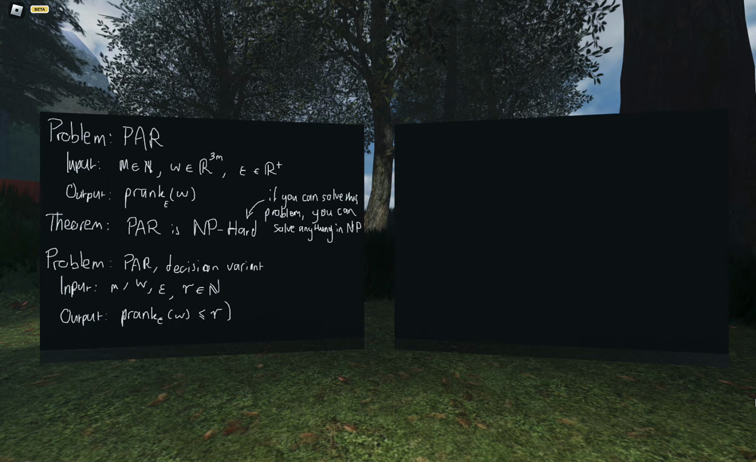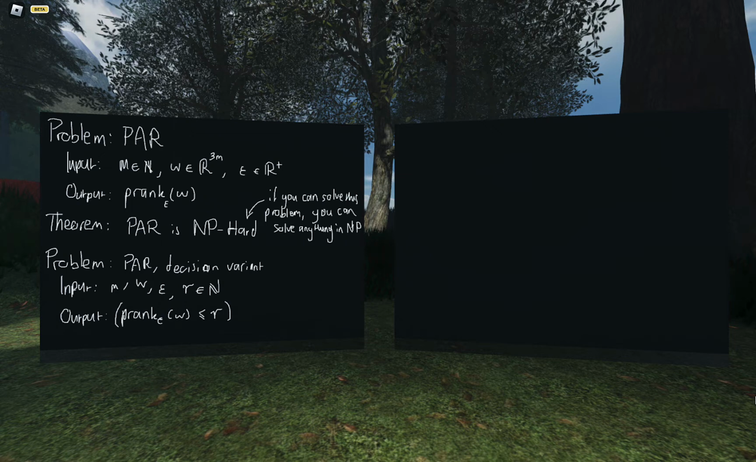You have to tell me whether or not the parametric approximate rank is at most R. So this is a question I can answer with yes or no, so this is a decision problem. And you can see that if you could compute the parametric approximate rank, then you could answer this problem.